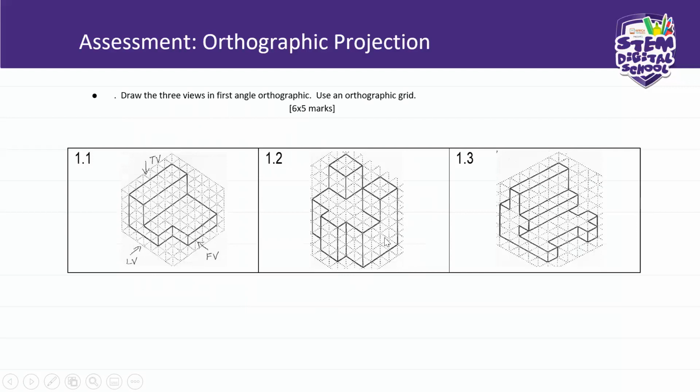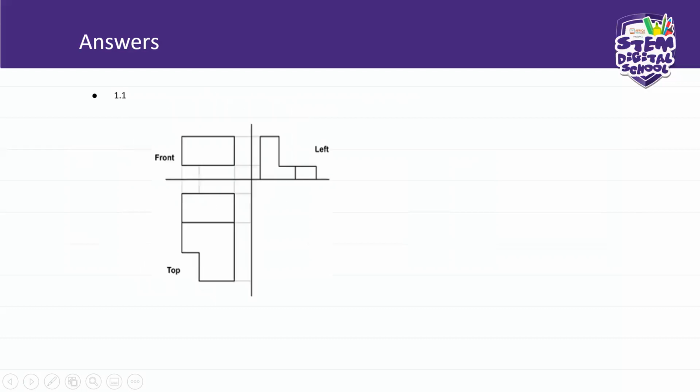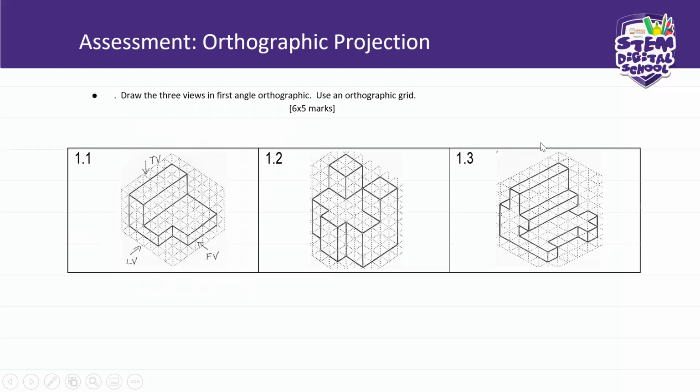Okay, let's see. This is 1.2. Okay, this is the top view, front view, left view for 1.2. Let's see 1.3. This is the front, the top, and the side. On the side, you see a little bit like a T. Okay, that's what we see. On top, we see this part, and that part.